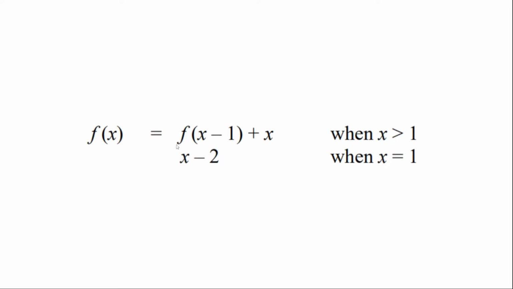Now, I'll go over why it's super important to have a base case a little bit later. But for now, what you should understand is that it will call itself. So for example, if we wanted to evaluate f of 2, well, 2 is greater than 1, so we'd have to evaluate this first case of the piecewise function. And yet, this calls f of 1 plus 2, so we'd also have to evaluate f of 1 as well.